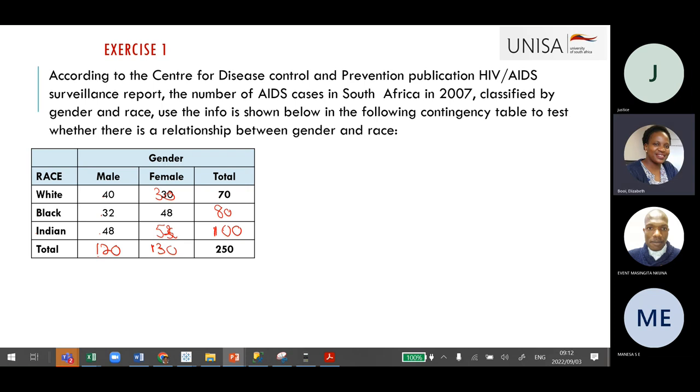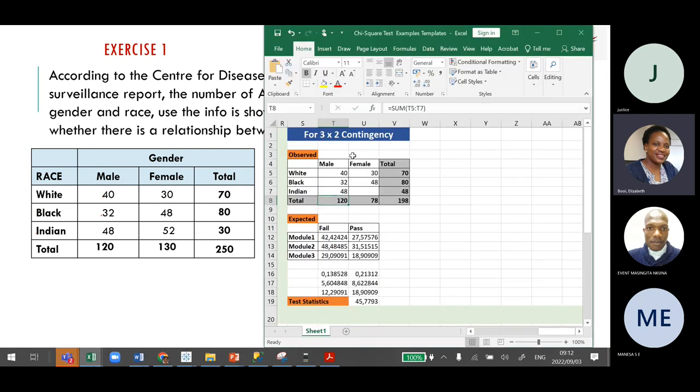So I just need to remove all these values now, because I do have them populated. So that will be 80, that is 30, 52, 130, and 120. So I have my contingency table. I can also come here and replace all the values, and that will look exactly the same as that. So that is my observed frequency table, right?